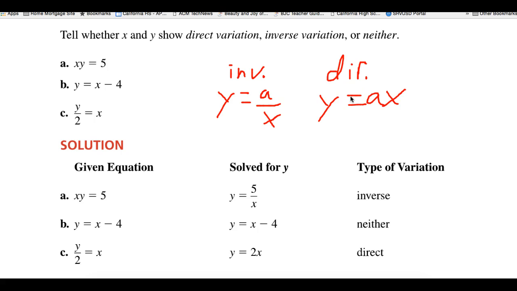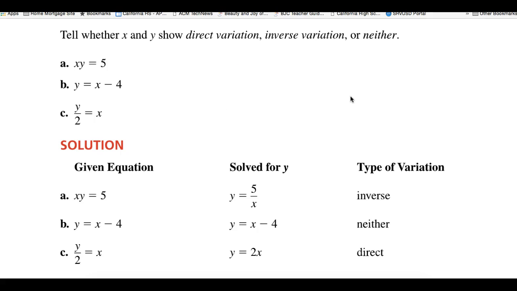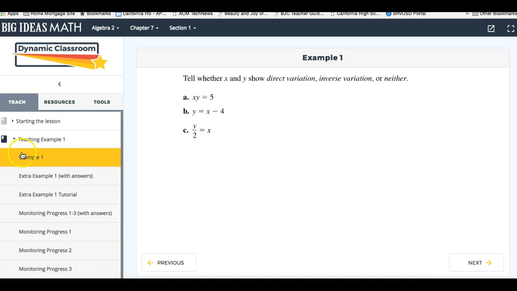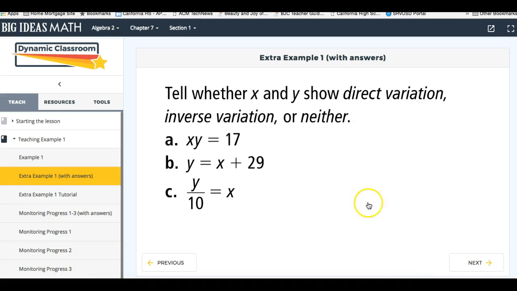All right, so what I want you guys to do to practice a few of these is look at this example right here. I want you to look at A, B, and C and answer all three. You're going to answer them all in the same text box, but make sure you label them. State whether they show direct variation, inverse variation, or neither. So just go ahead and answer all three of those there.